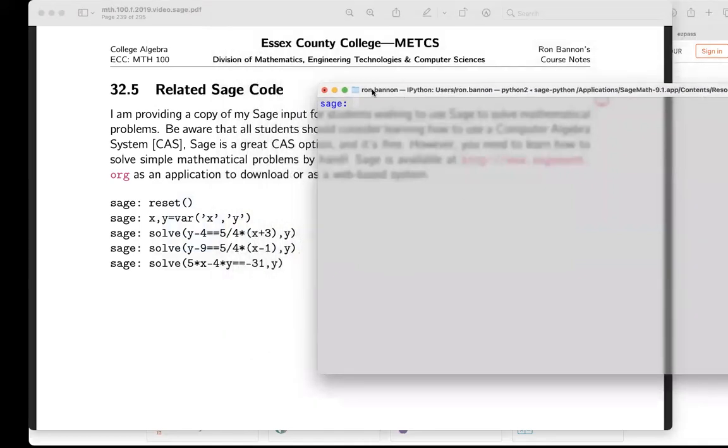And I'm just going to type in reset. We've always been doing that. That gives me a clean slate. I'm going to declare X and Y as variables. Why do I do that? I'm going to be using these two variables in the problem set that follows.